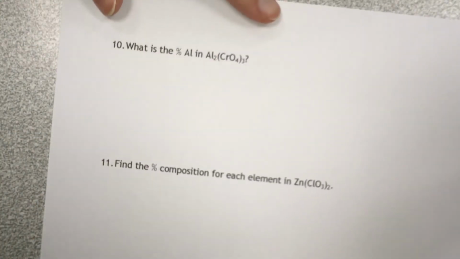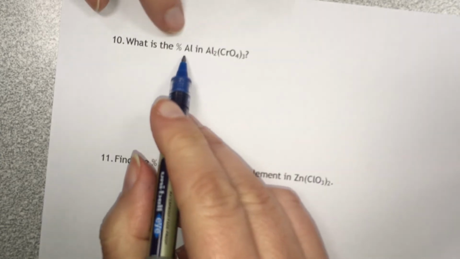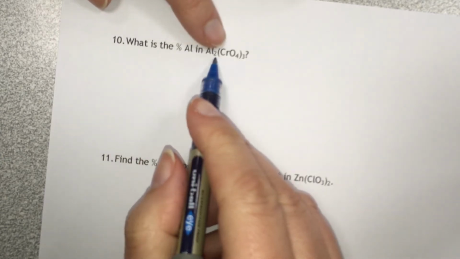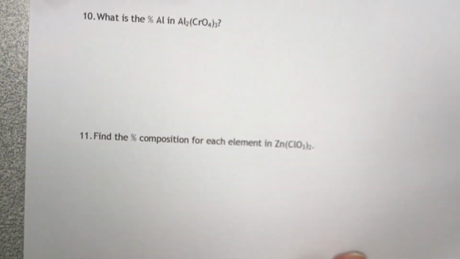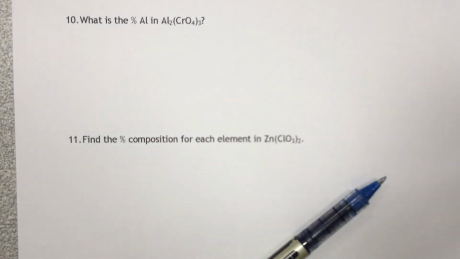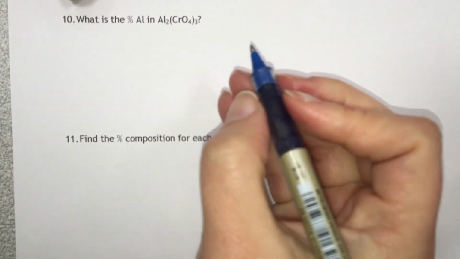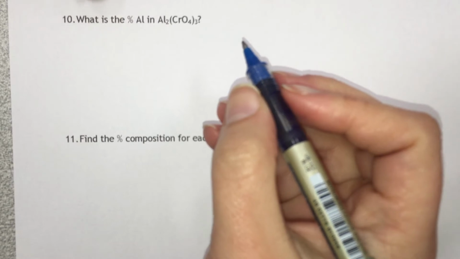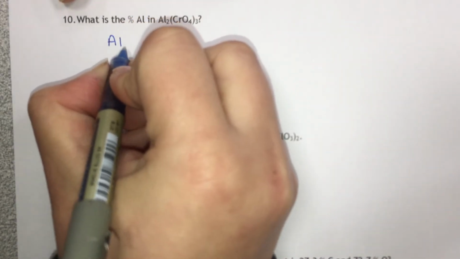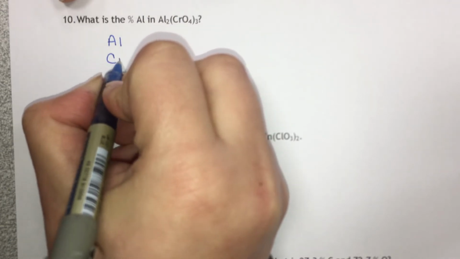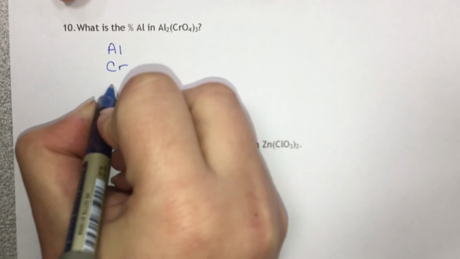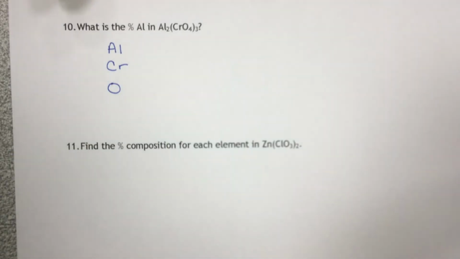Last page. What is the percent aluminum in, I don't even know, aluminum chromate, maybe. All right, doesn't matter its name. The percent of aluminum. So first, we find out how much it weighs. So we have aluminum. We have chromium. And we have oxygen.